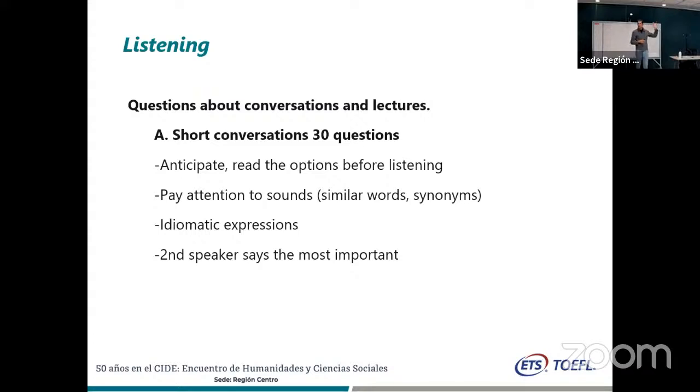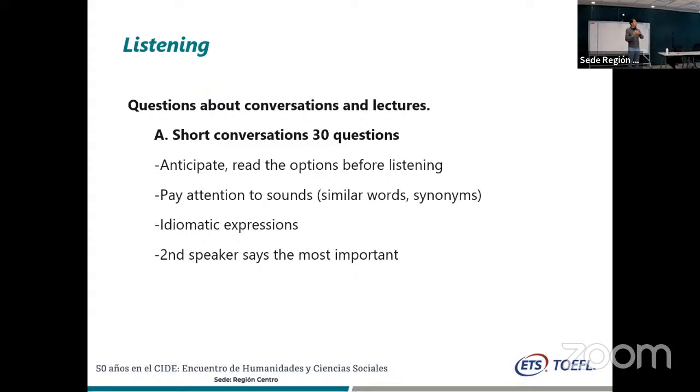Listening has 3 sections. This is the first one, which deals with short conversations. The questions may vary, but the general strategy here, as they are very short, once you get the test and once you can read the information, you have to read the options before listening. Why is that? Because by that, we can get context. As I said, they are very short, and sometimes they last 5 seconds, 10 seconds, and if we don't pay attention, we are lost.